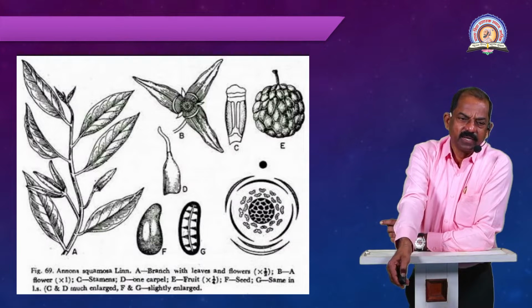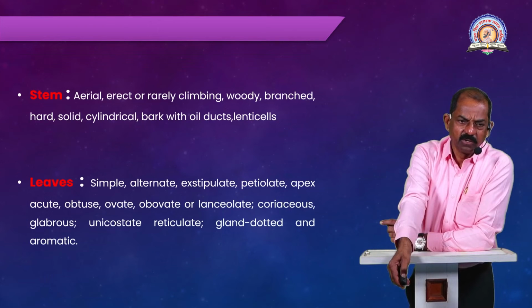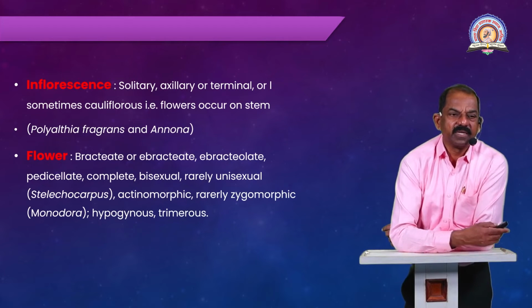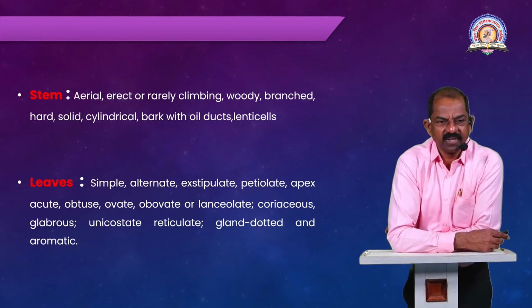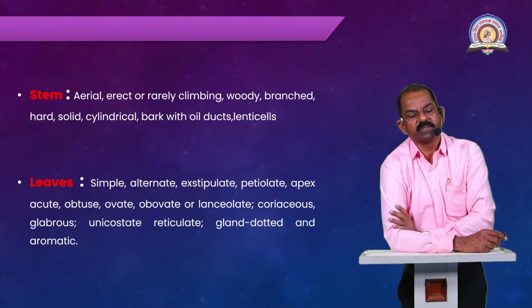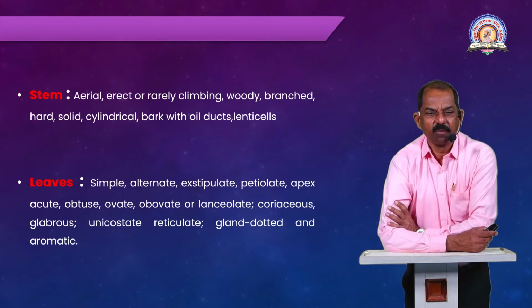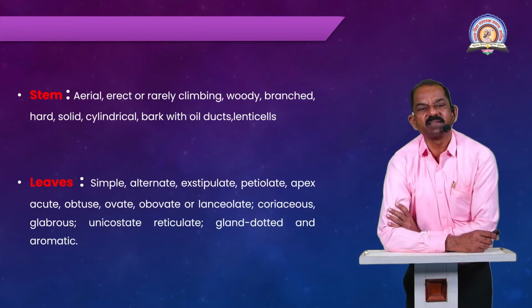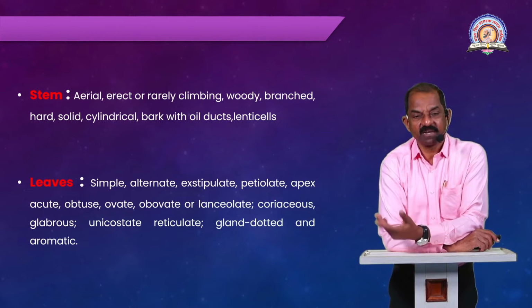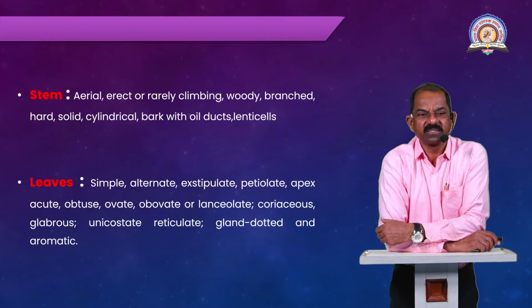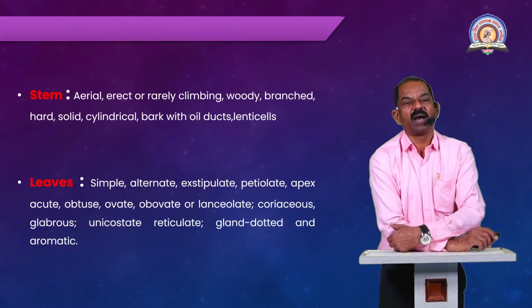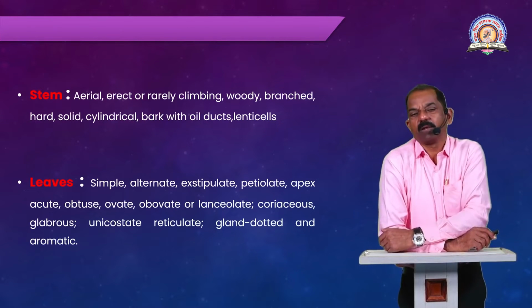Then the next points related to the general characteristics, starting with the stem. The stem is aerial, erect or rarely climbing, woody, branched, hard, solid, cylindrical, with oil ducts in the bark, and lenticels are present. You all know about aerial and erect stems, and rarely climbing ones too. They are woody, branched, hard, solid, cylindrical, and the bark has oil ducts. This is the type of stem present in this family Annonaceae.